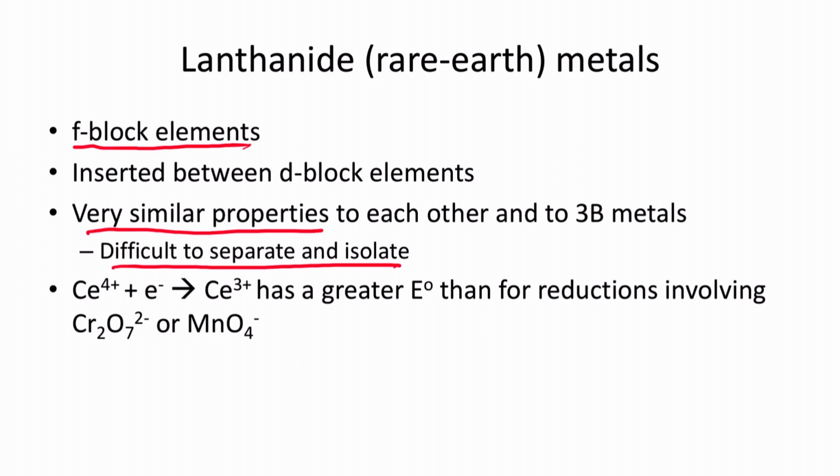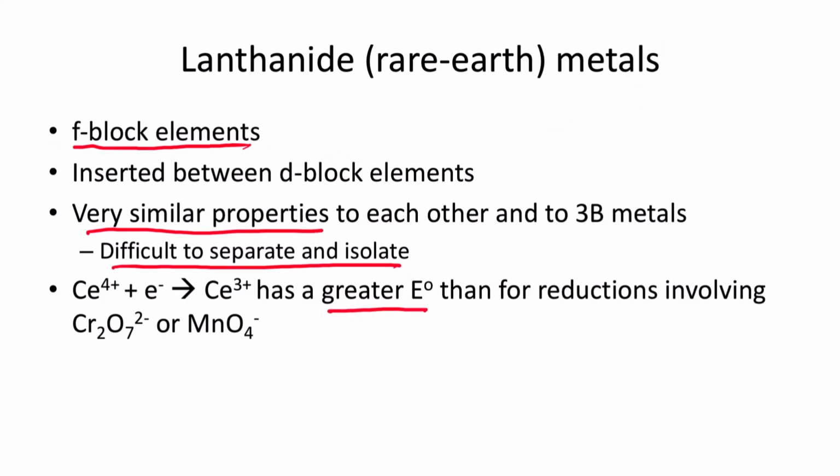Just an interesting fact here, as an example, cerium can have different oxidation states. It can be cerium 3+, or it can be cerium 4+. Cerium 4+ gains an electron to make cerium 3+. This actually has a greater E0 than reactions involving either dichromate or permanganate. And so you can say that the cerium 4+ ion is an even better oxidizing agent than dichromate or permanganate is.